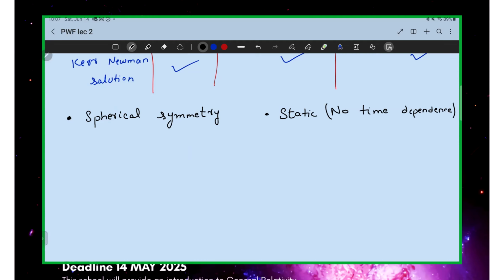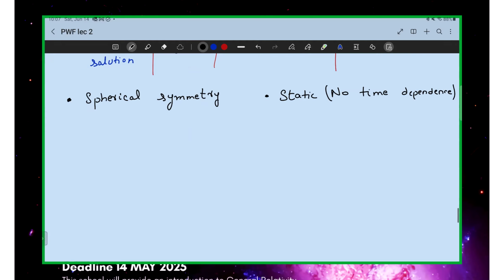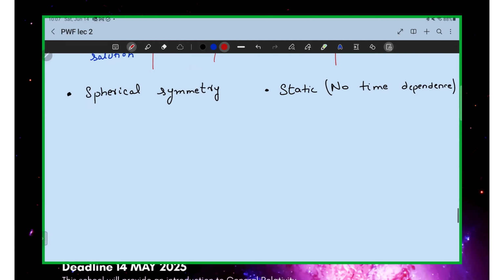So can we say anything about the form of this metric even before solving Einstein field equations? The answer is yes, we can say a lot of things about this solution without solving Einstein field equations. So a general metric tensor looks like this.